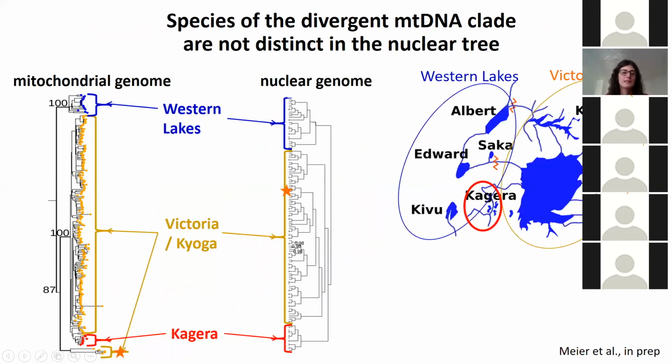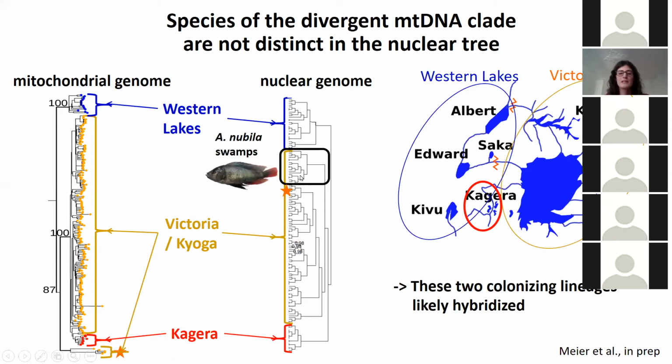And when we look at the cichlids that have this very divergent mitochondrial haplotype, they fall right within the nuclear genome. They are not different in the nuclear genome from the other cichlids at all. So this means that the two colonizing lineages, which are still seen in the mitochondrial tree, must have hybridized, leading to homogeneous genes in the nuclear genome.